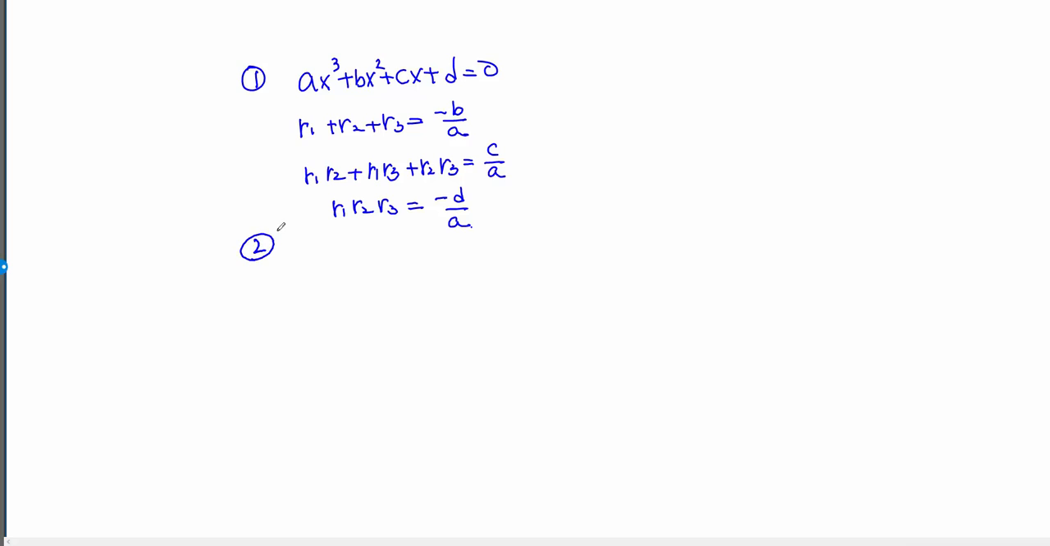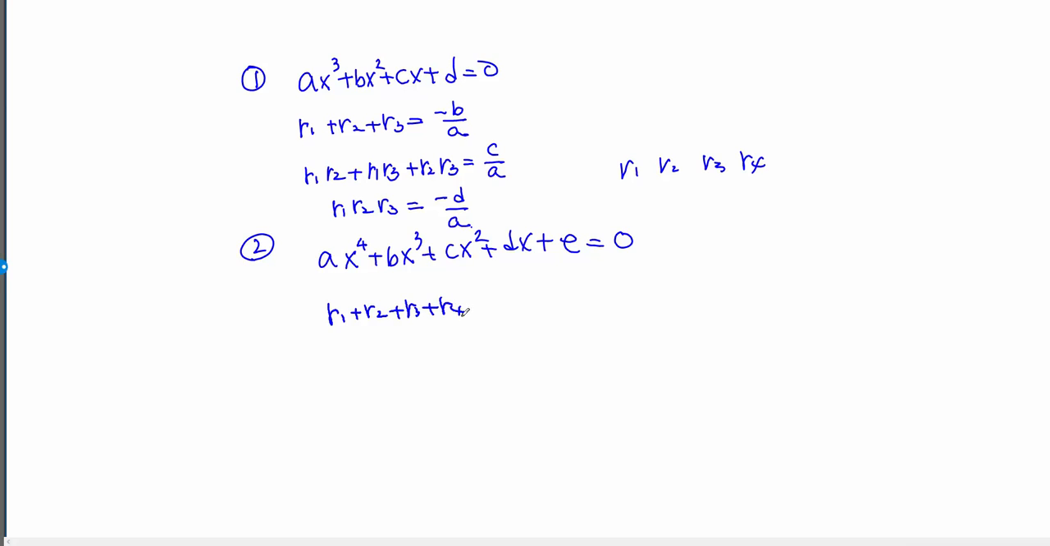Okay, we're going to try one more over here, just in case. AMC questions sometimes give a degree 4 polynomial: ax to the fourth power, bx cubed, cx squared, dx, plus e equals 0. We have 4 roots there, r1, r2, r3, r4. The sum of the roots now, how much? r1 plus r2 plus r3 plus r4 is how much? Negative b over a, same as before.